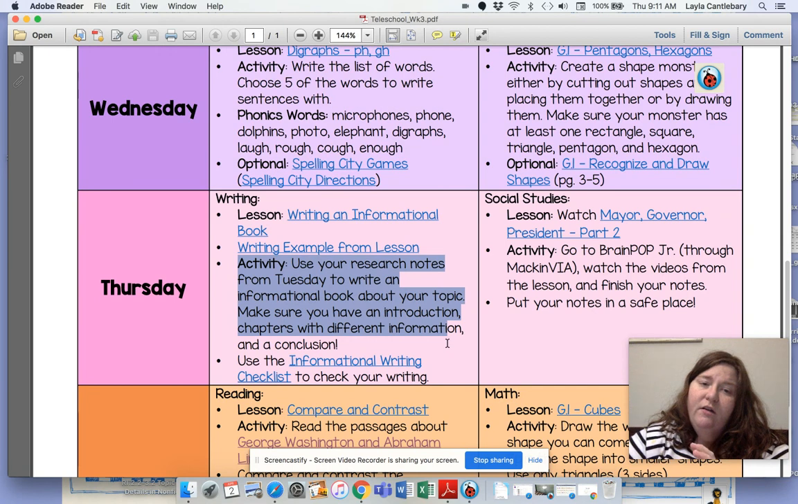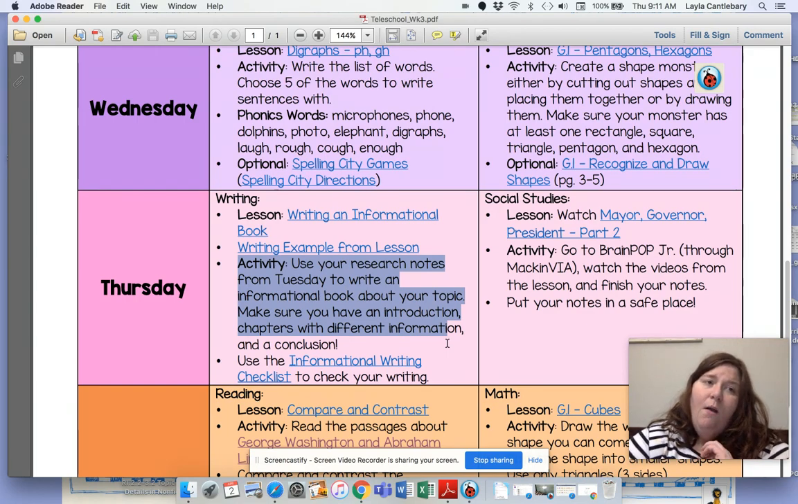Make sure you have an introduction, chapters with different information, and a conclusion. Kind of like when we read the book about the cockroach or the slug or the bat, how there's different information, and then we have to make the headings for that. So imagine that you have a heading and then you have information about that topic underneath.